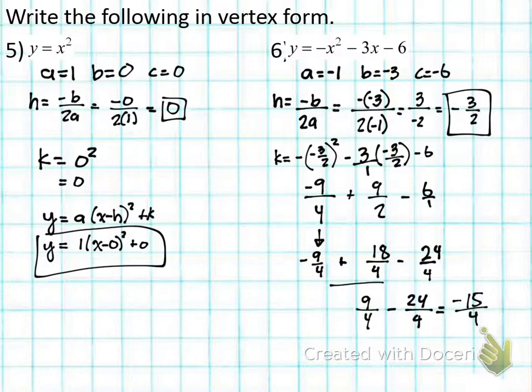Now we just plug it into our final HK, or our final vertex form. Okay, so what's A equal to? Negative 1. We got x minus h. H in this case is equal to negative 3/2. So what's a negative 3/2? How would I write that? Positive 3/2 squared. And then k is plus k. K is negative 15/4, so we're going to write negative 15/4. And that's it. We're done.